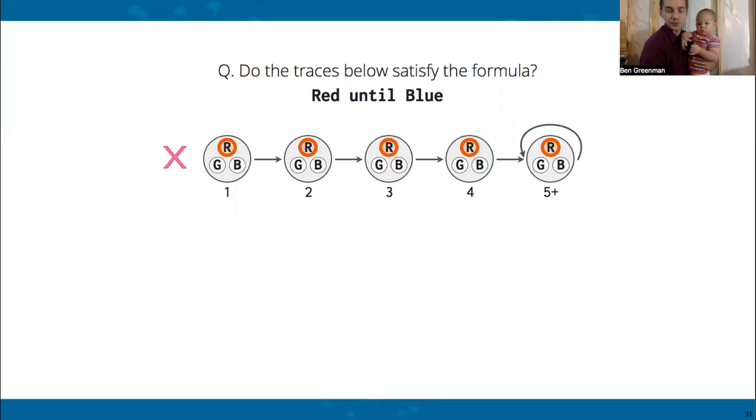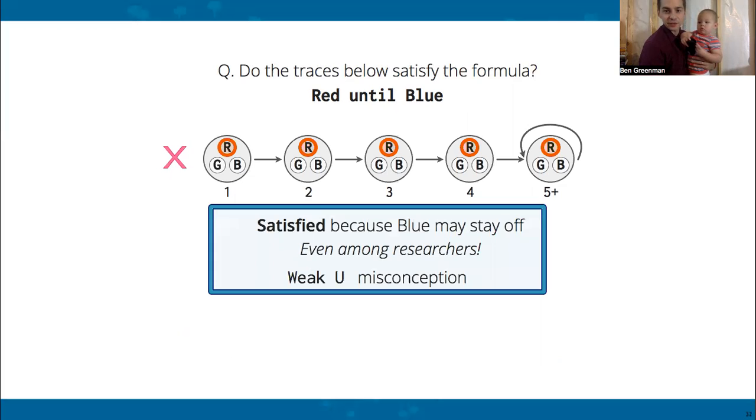Zoom in on the first one. We've seen lots of responses that say this trace does satisfy the formula. And that points to a mix-up between strong until and weak until. And we've been very surprised to see this mix-up even among researchers who use LTL in their work. There's something going on here.